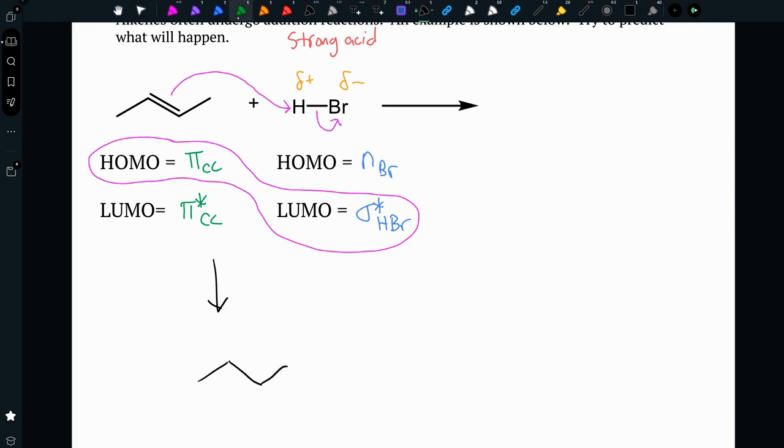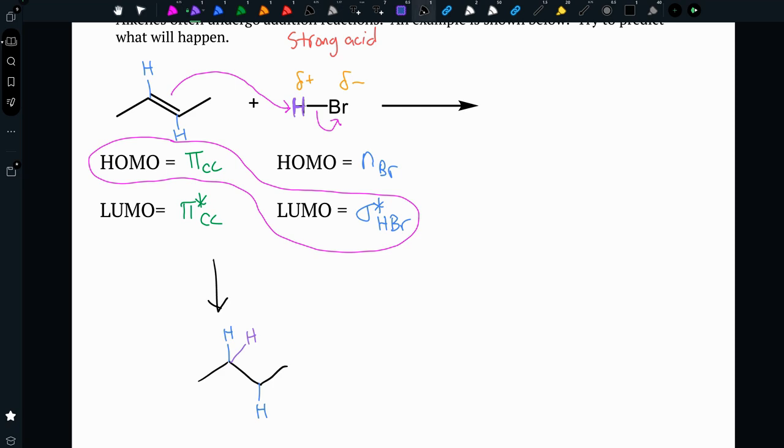Now, when I do this, I'm going to draw in the existing hydrogens, and I'm now bonding to a new hydrogen. I'll highlight that in purple. I have a choice now. I can put that new hydrogen on the left side or the right side. In this case, my alkene's symmetric, so it doesn't really matter. So I'm going to arbitrarily choose the left side.